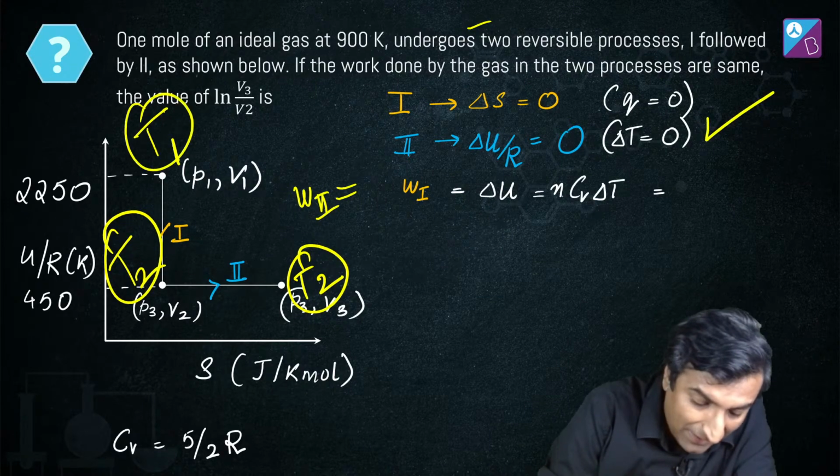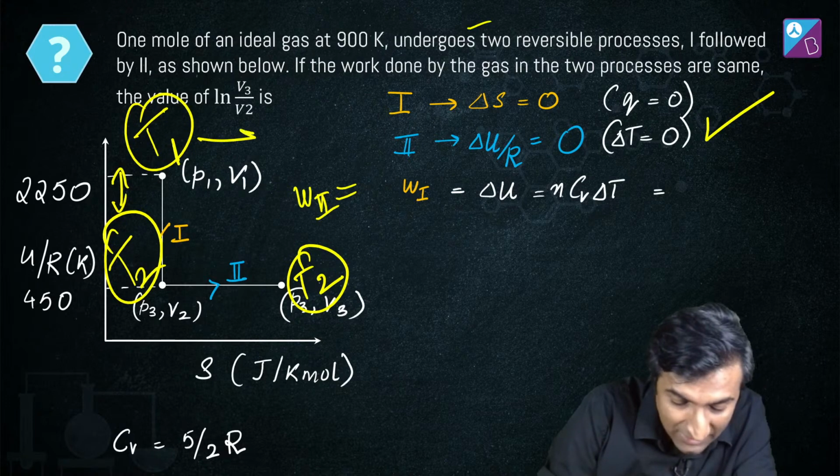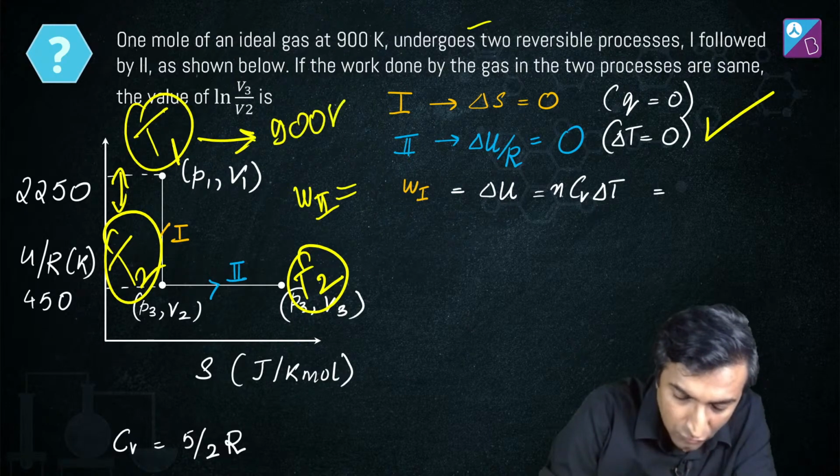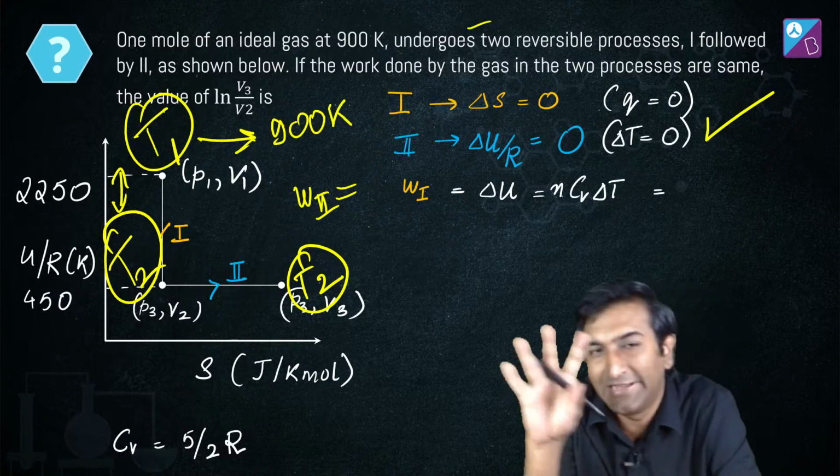ठीक है? यहाँ पे temperature कुछ फर्क होगा. And this temperature is given to you to be 900 Kelvin. थोड़ा लेंथी सवाल है, but it's okay. JEE एडवांस में टाइम की कमी नहीं होती है.